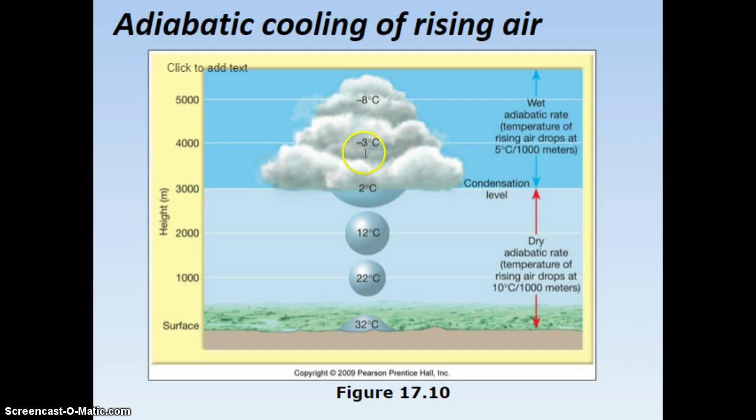In other words, once you have moisture in here, it's going to continue cooling, but it's not going to cool at the same rate as before it's dry, or before its capacity or saturation, or before its dew point. It's going to cool slower, and that slower rate is 5 degrees C per 1,000 meters.